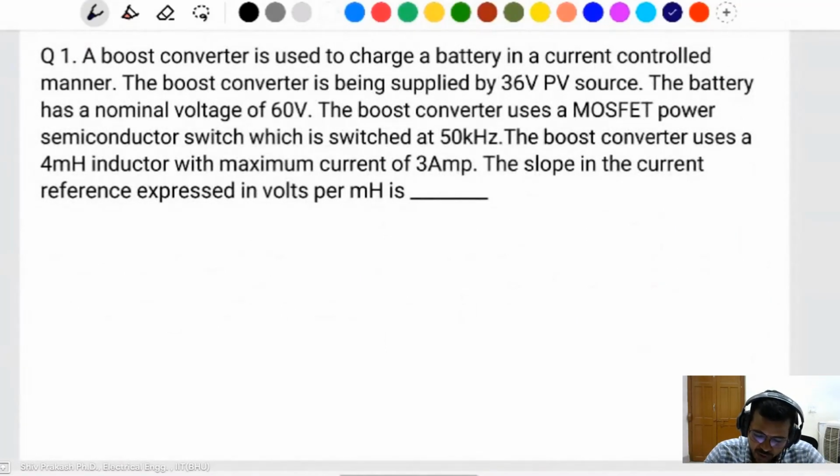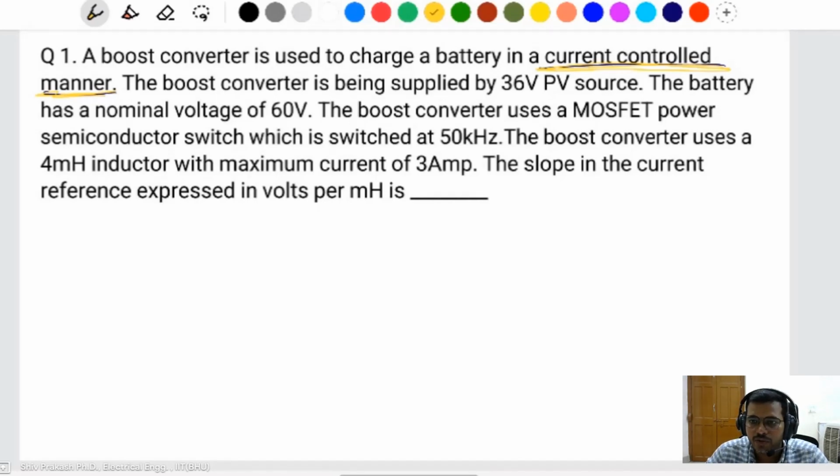Like a boost converter is used to charge a battery. It means the charge converter is connected between the battery and the solar in a current control manner. Current control means with a boost converter, a buck converter, any converter, you can control the output voltage in terms of the duty cycle. But if you connect the battery to the converter, your voltage is fixed. Then you can't change the voltage.